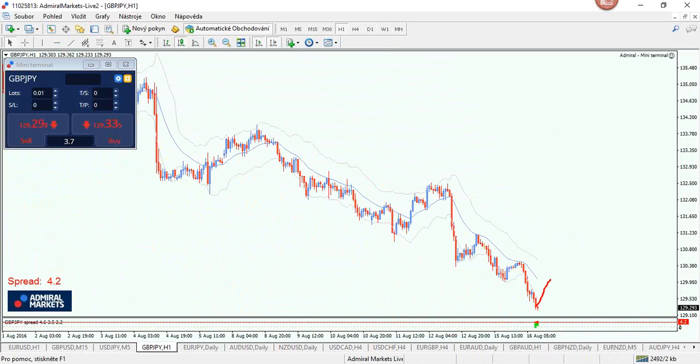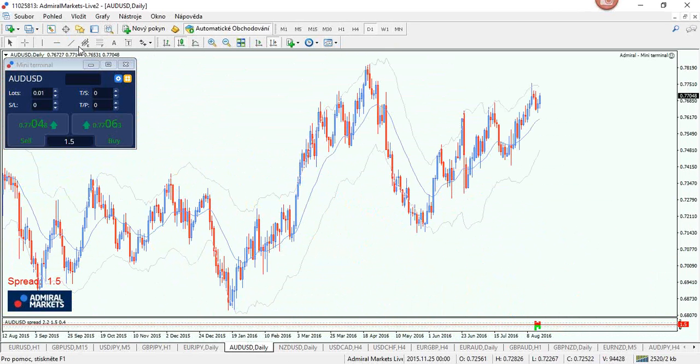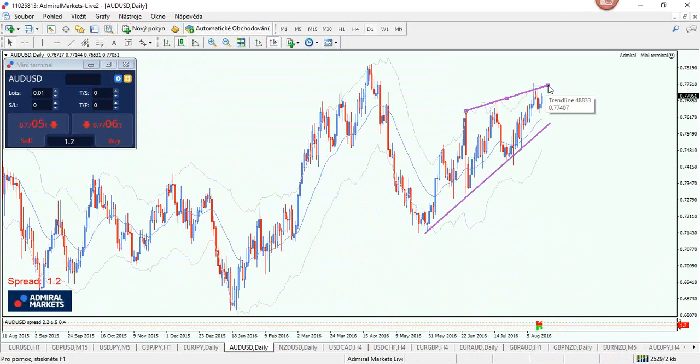If it makes another pullback, either if it makes a zigzag or if it makes some bear flag, that would be perfect. Aussie Kiwi are moving with the euro dollar at this moment. I'm not a big fan of the Aussie though at this point. It is basically kind of making a rising wedge pattern like this. And I wouldn't want to trade it either way.